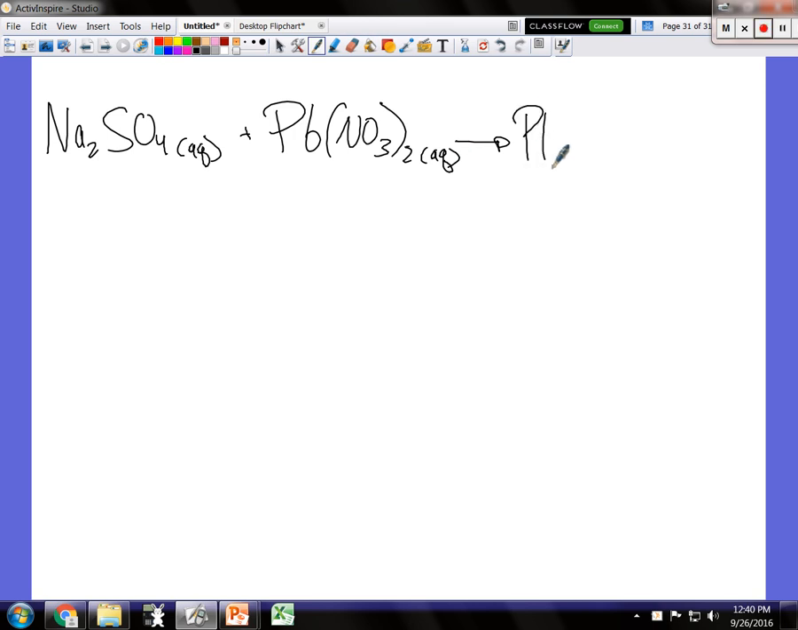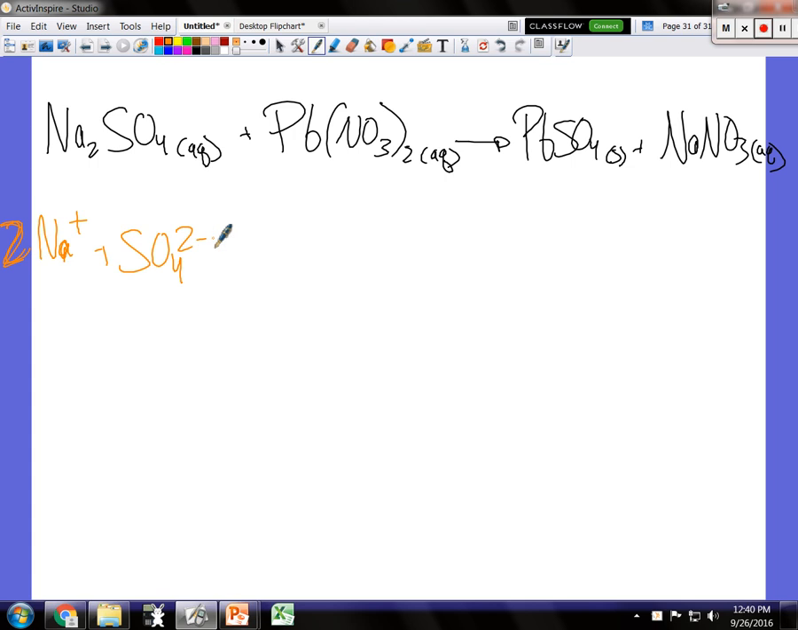And then PbSO4 solid, and then NaNO3. And this is also going to be aqueous. Okay? So remember, if it's aqueous, go ahead. So double replacement. You've got Na and NO3. Okay? So if it's aqueous, we bust it into ions, right? So it's 2 Na plus SO4 2 minus, plus it's aqueous. So what do you do? You bust it. So Pb2 plus, plus 2 NO3 minus.